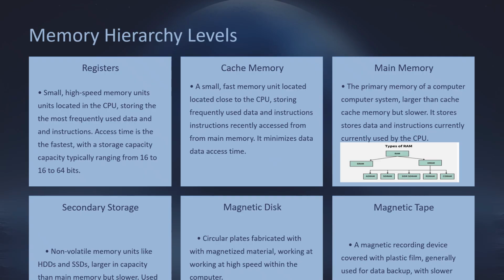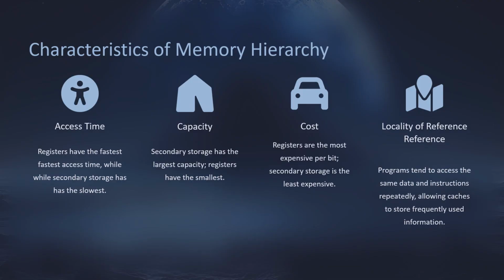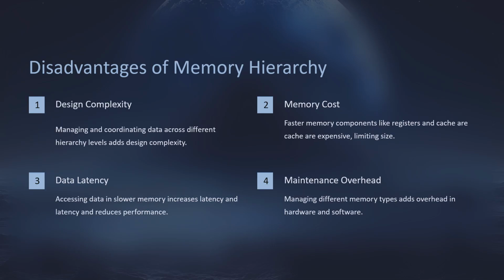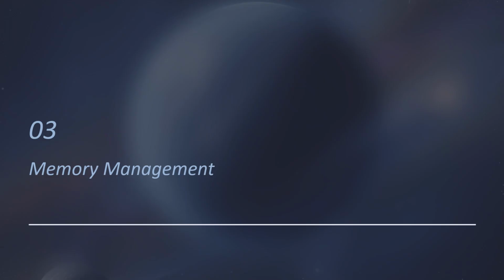These are the memory hierarchy levels: register, cache memory, main memory, secondary storage, magnetic disk, and magnetic tape. The characteristics of memory hierarchy: access time, capacity, cost, and locality of reference. These are the advantages and disadvantages: design complexity, data latency, maintenance overhead, and memory cost.